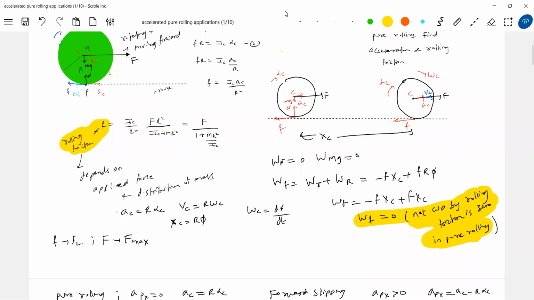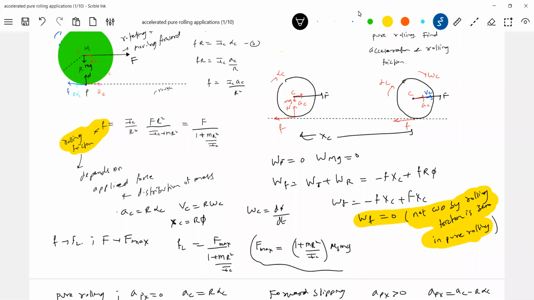I'll keep on increasing the applied force. The friction will also increase. So what is the maximum permitted value of friction? Equal to limiting. Therefore the applied force will be maximum. Any force applied less than F max, there will be no slipping, pure rolling. If applied force is greater than F max, there will be slipping. So how to calculate that F max? FL equals F into (1 plus mr square by IC), so F max equals (1 plus mr square by IC) into mu s mg. F less than or equal to F max, no slipping. F greater than F max, slipping will occur.